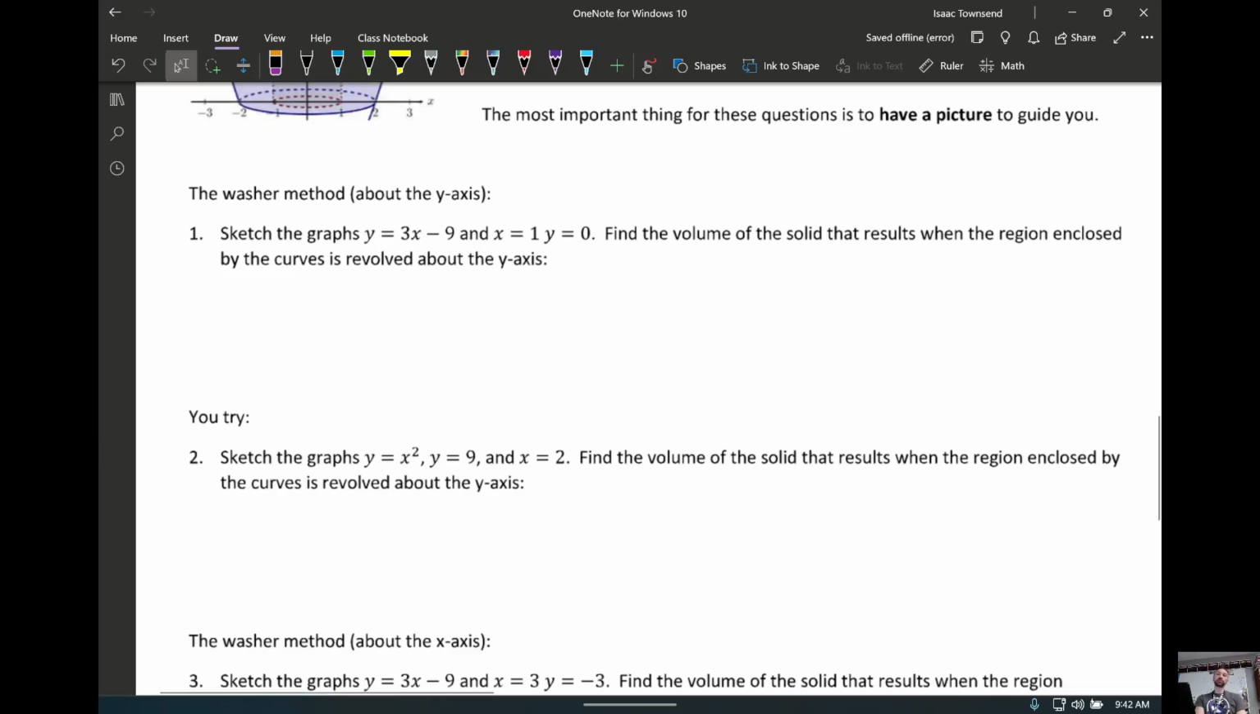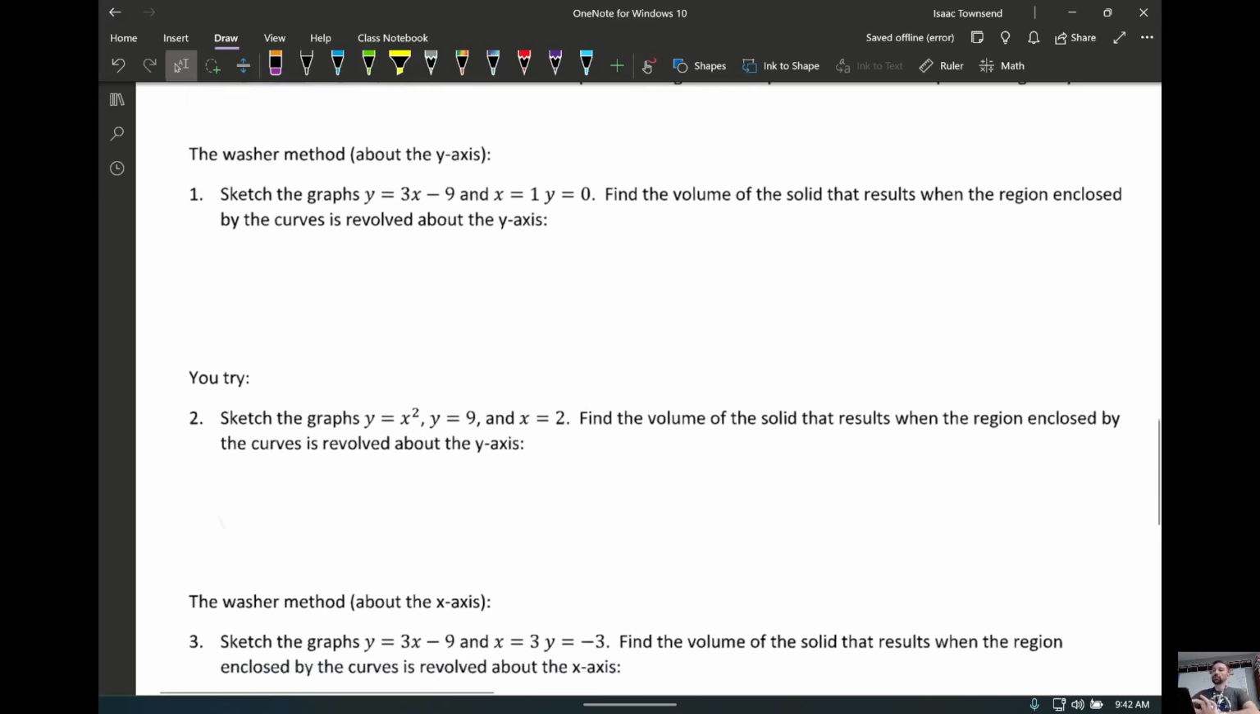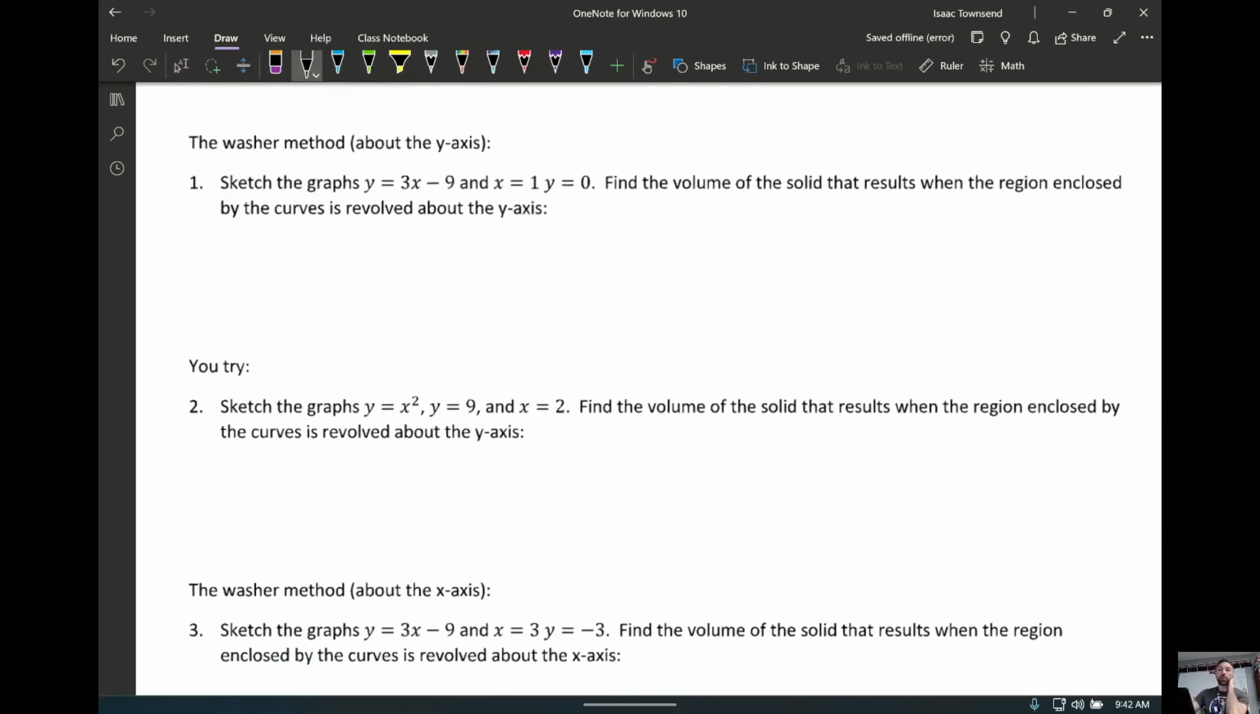Okay, so just like the front page, I'm going to do 2 of these for you as an example and give you a minute or 2 to try a couple of them before I go over them. So this time we're going to start with the y-axis. So graph y equals 0, x equals 1, and y equals 3x minus 9.